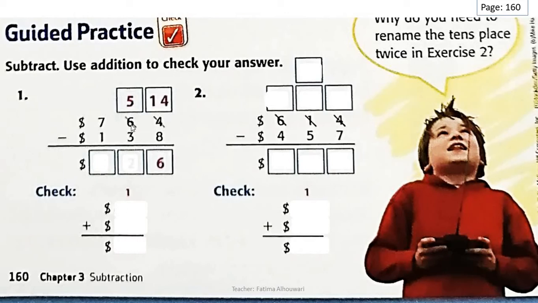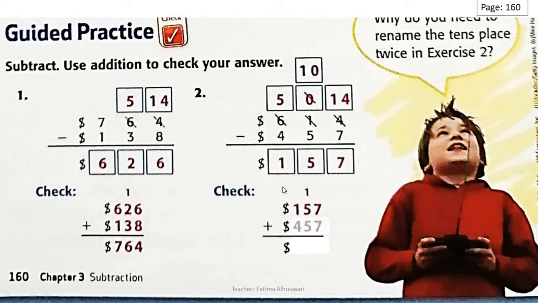If we subtract these two numbers, we will get 626, and we can check them by adding these two numbers. We will get 764, which is the same as this number. So our answer is correct. Question number 2. If we subtract these two numbers, we will get 157. And to check them, we will add these two numbers and we will get 614. This is the same as this number, so our answer is correct.